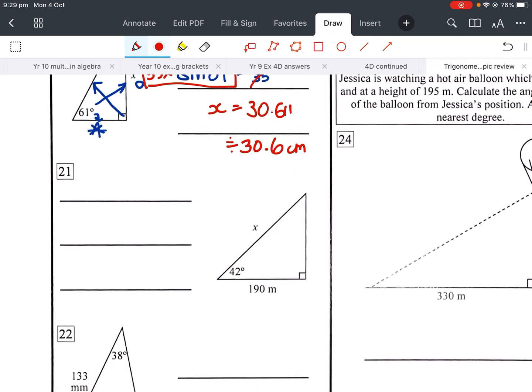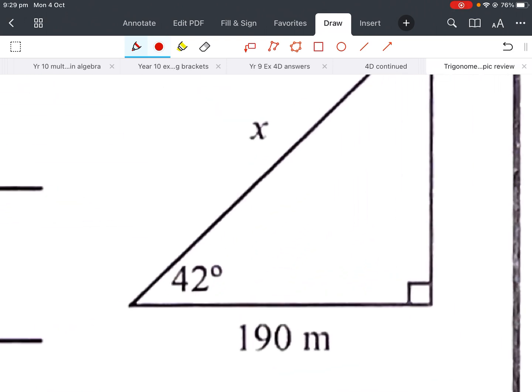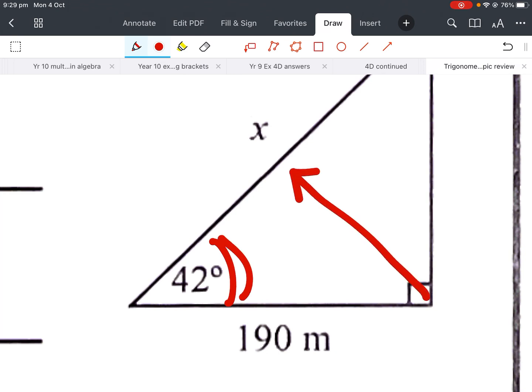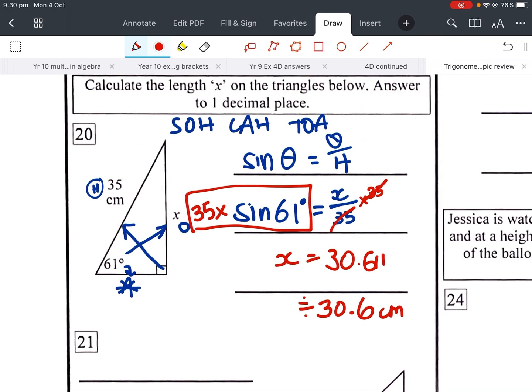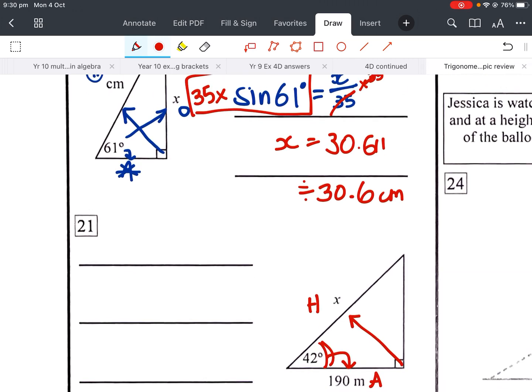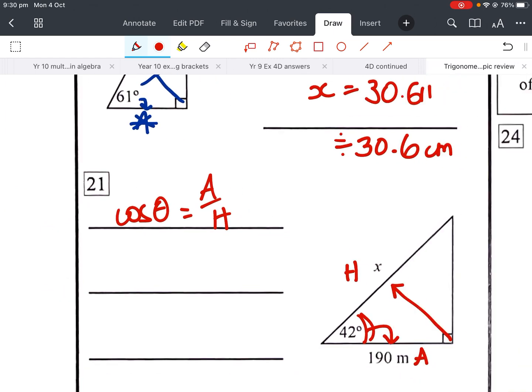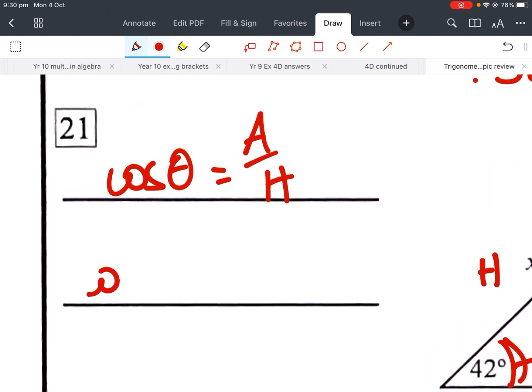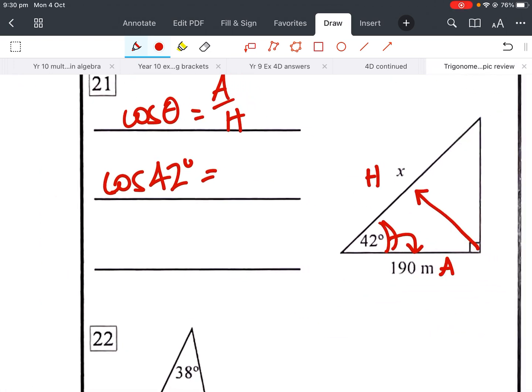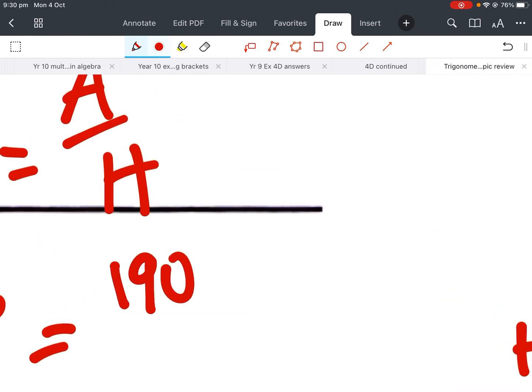Next one. All right, 21. Let's label the sides. Here it is. I'll do this one in red and I'll change in a minute. So here's my 42. Here's opposite my right angle. So that's my hypotenuse. And this one is next to my 42, so that's my adjacent. So which one uses A and H? Let's have a look. SOHCAHTOA. So it's CAH. It's cos. So I'm going to write cos theta equals A over H. All right, so my angle is 42. So it's cos 42 equals, my A is 190, my H is X. So it's 190 over X.